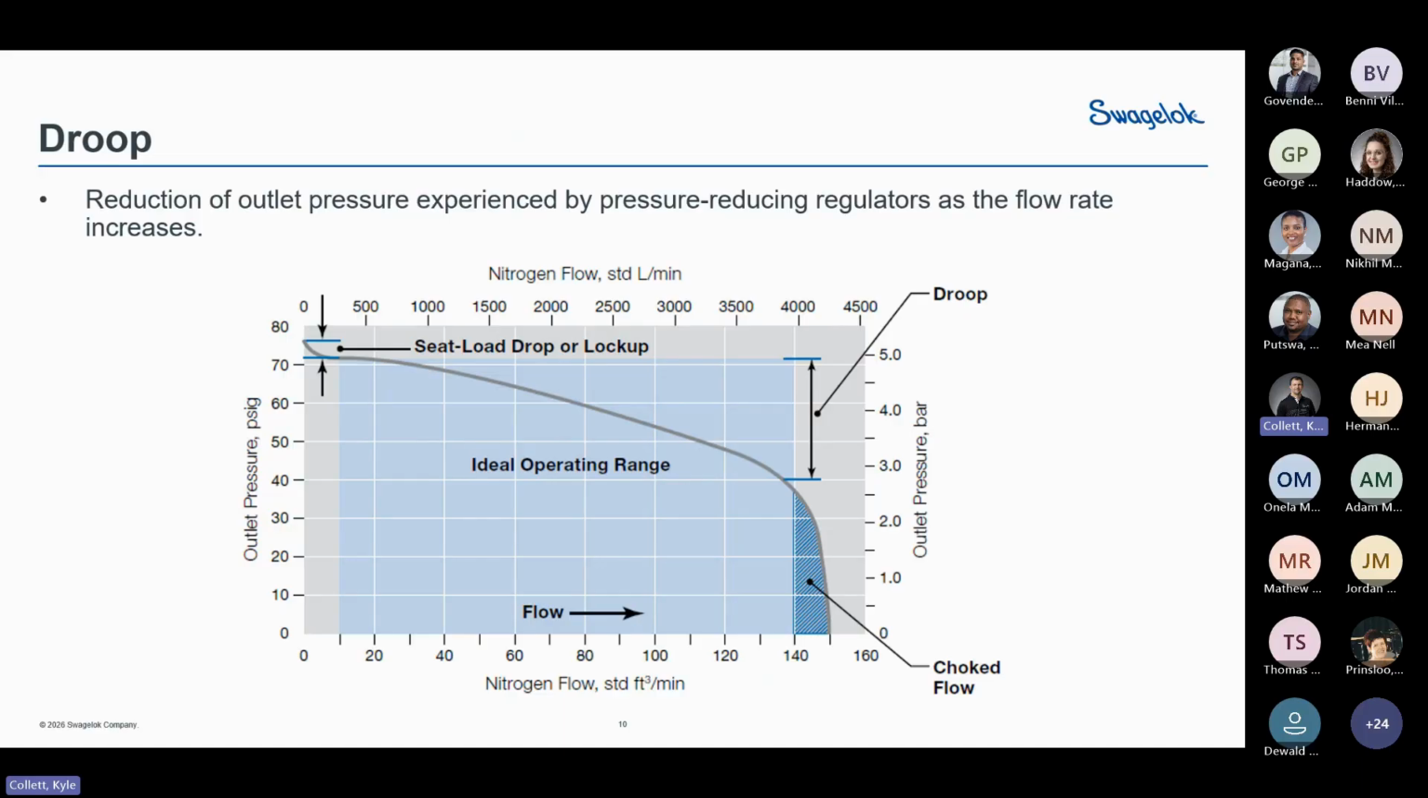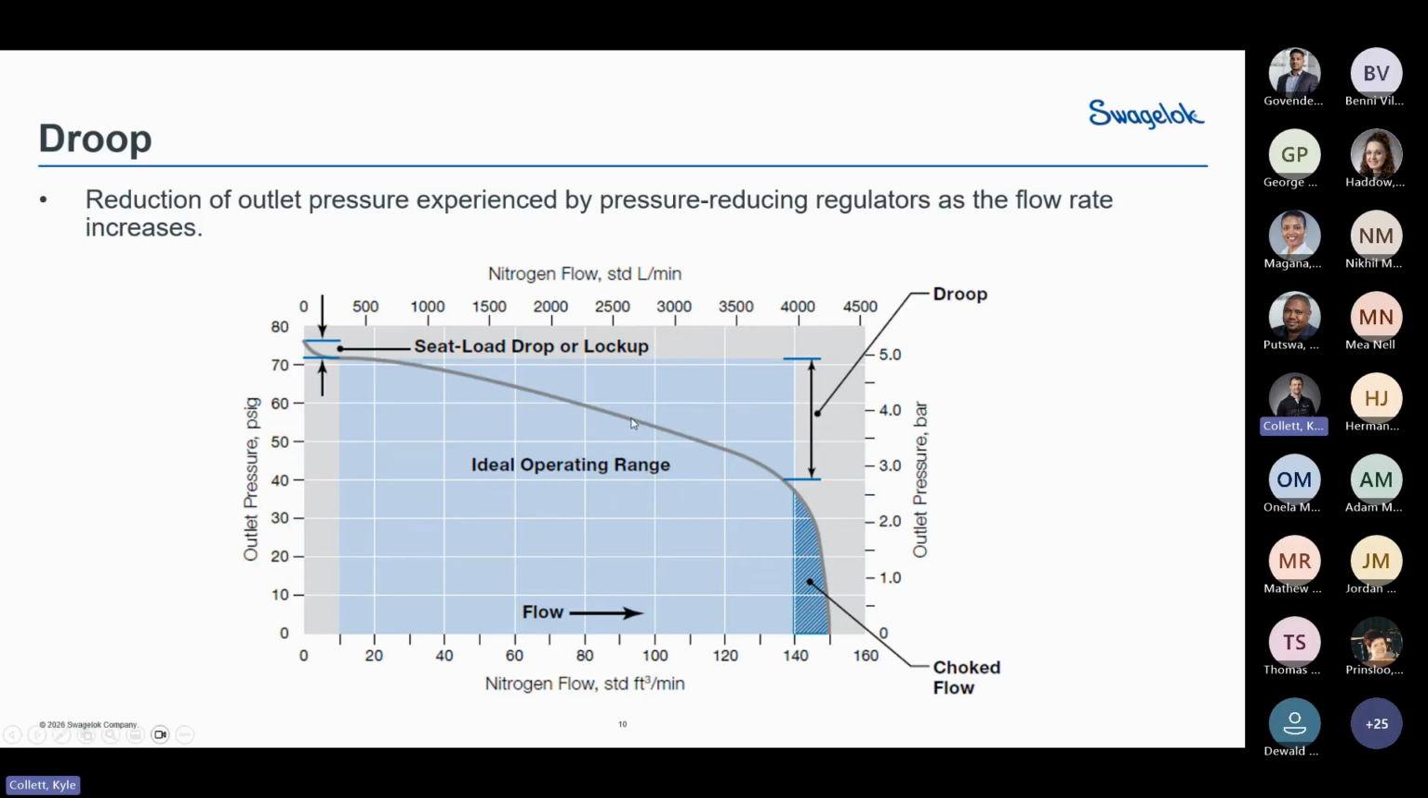Once we move further down the graph, we then get to what is known as droop. Let's say, for instance, we set our regulator at 4 bar, the maximum amount of flow that you are going to get through your system is roughly 2,400 liters per minute.